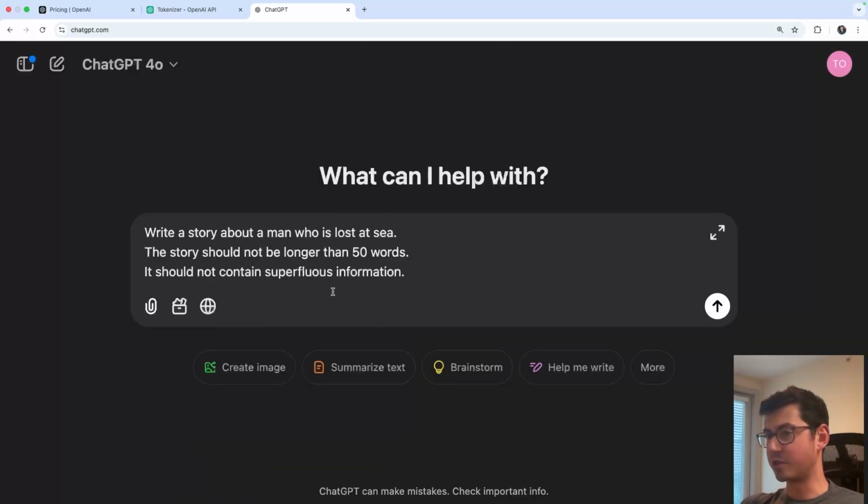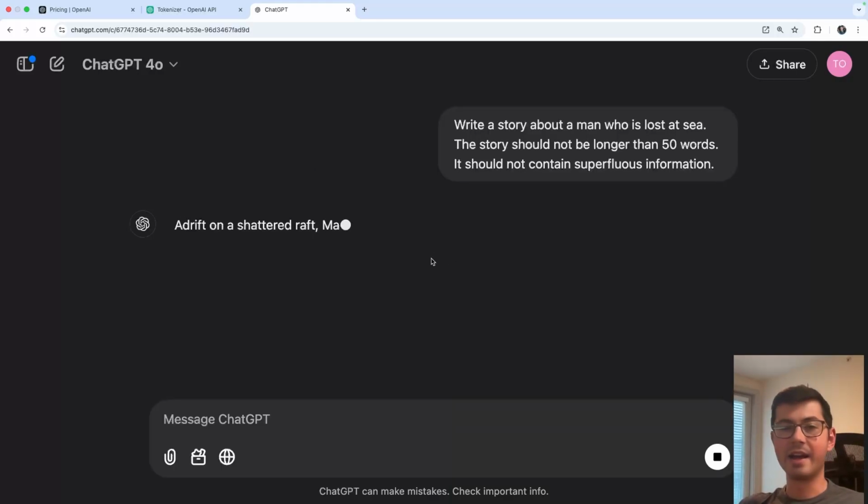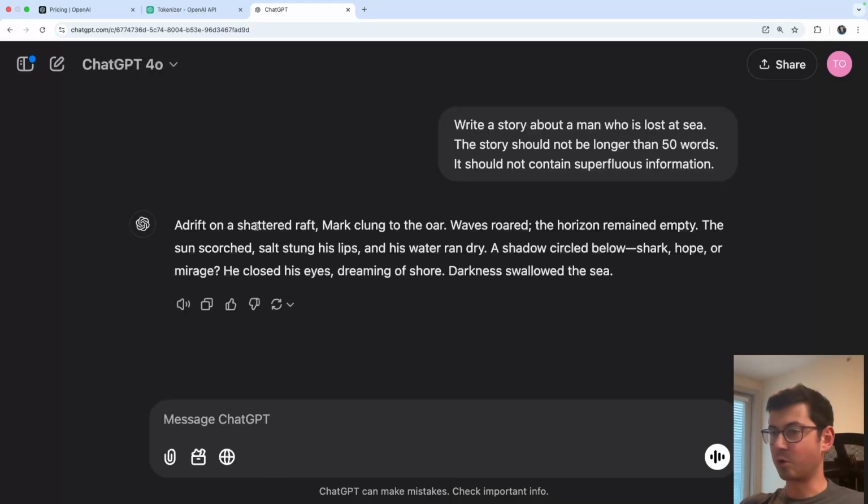If we go over to ChatGPT, I want to do a little demonstration here. We're going to have it do the following. Write a story about a man who was lost at sea. The story should not be longer than 50 words. It should not contain any superfluous information. And we're going to go ahead and have ChatGPT output a story for us. I don't really want to read it. I don't think it's going to be very good.